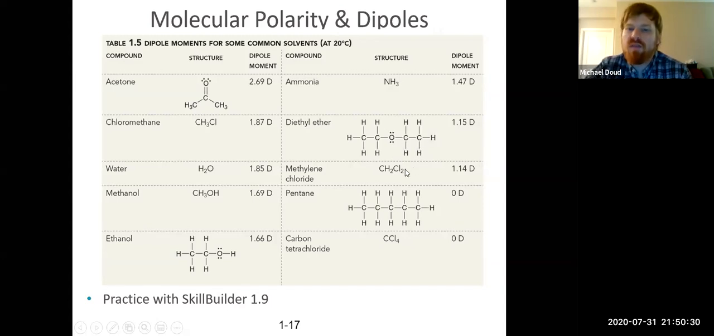And then moving on to methylene chloride or dichloromethane, we're getting smaller and smaller dipole moments. Finally, we get to pentane, which has 0 dipole moment. It's completely non-polar.